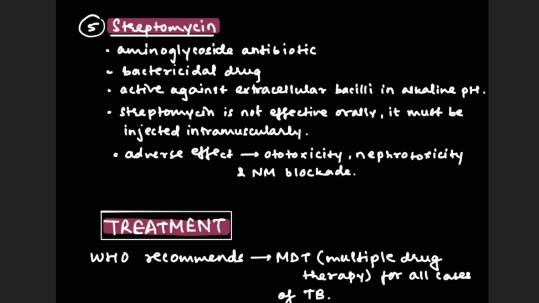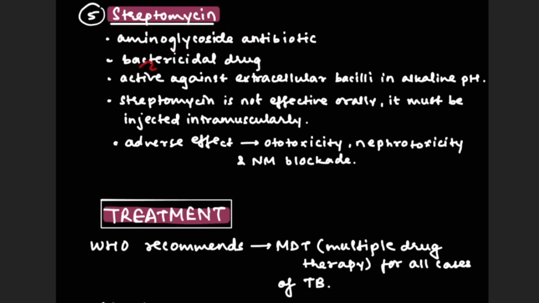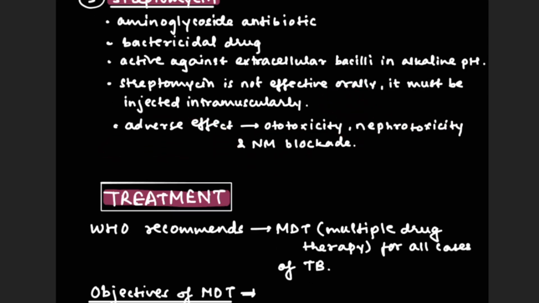Now last is streptomycin. So it is an aminoglycoside antibiotic. It is also a bactericidal drug which is active against extracellular bacilli in the alkaline pH, and streptomycin is not effective orally and it will be injected intramuscularly. So basically the route of administration of this is IM, that is intramuscular. Then adverse effects of streptomycin are ototoxicity, nephrotoxicity and NM blockade. So this was all about the first line anti-TB drugs.